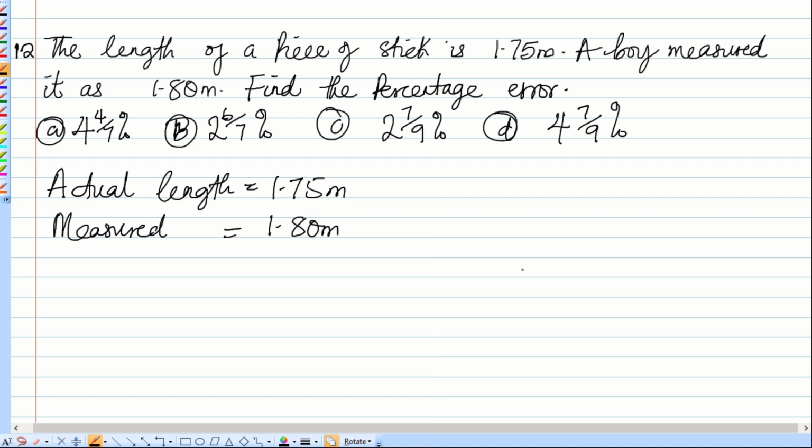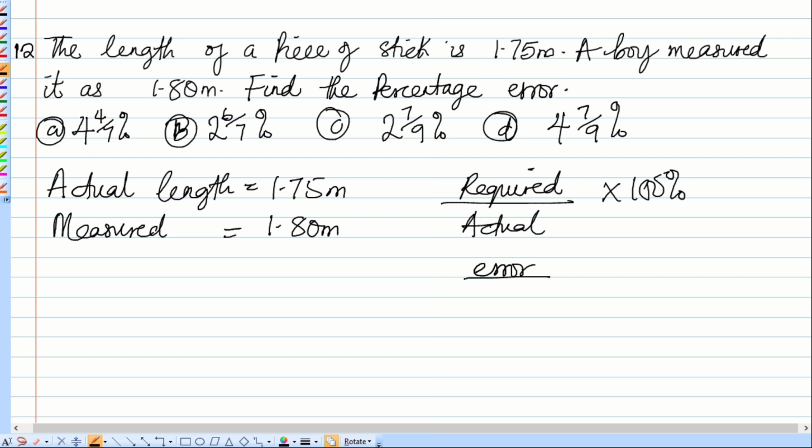Now generally, anytime you see percentage, the general formula is always the required over the actual, times 100%. In this case, what we're looking for is percentage error, so we are solving for error. So the required is replaced with the error over the actual, times 100%. So have that in mind.